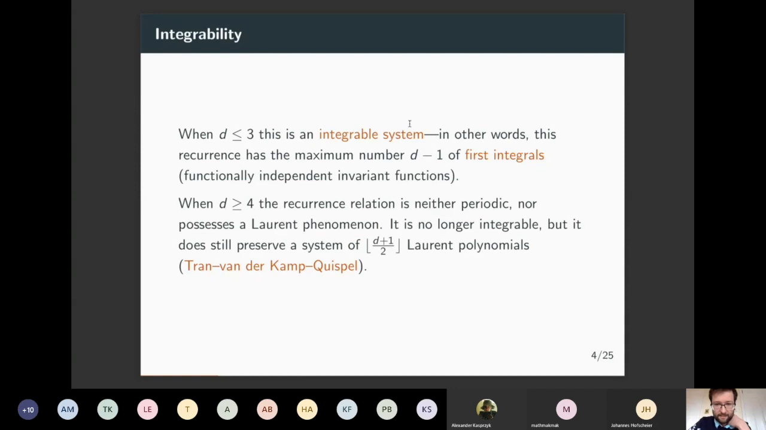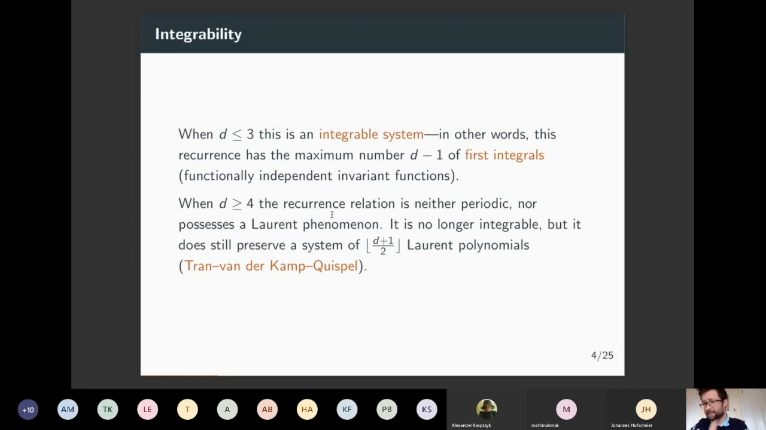And the corresponding integrable system is, well, it's not an integrable system anymore. So it doesn't preserve the full number of invariant functions. However, it is known to still have quite a few. So it has roughly dimension divided by 2. And it turns out that these are all Laurent polynomials, and they're fixed by this map.